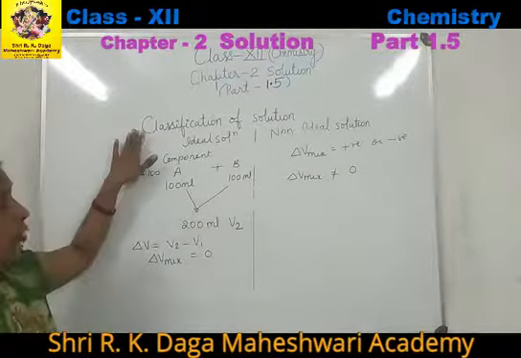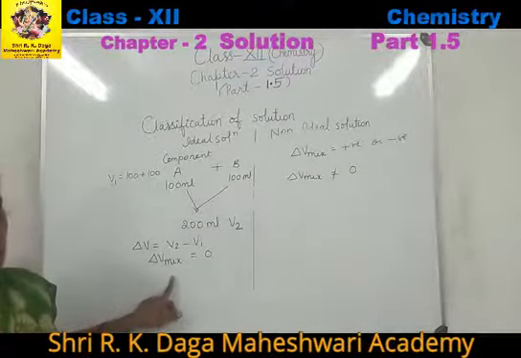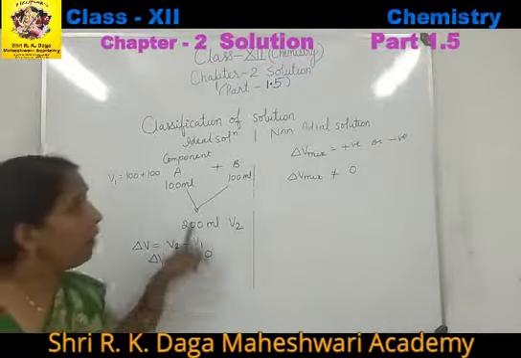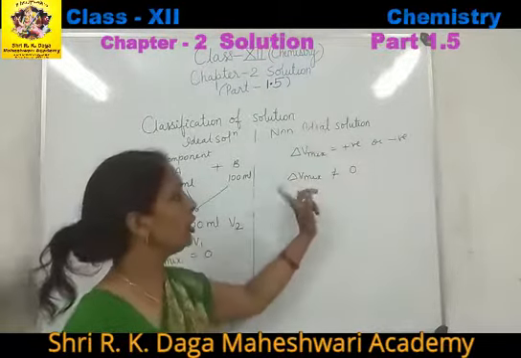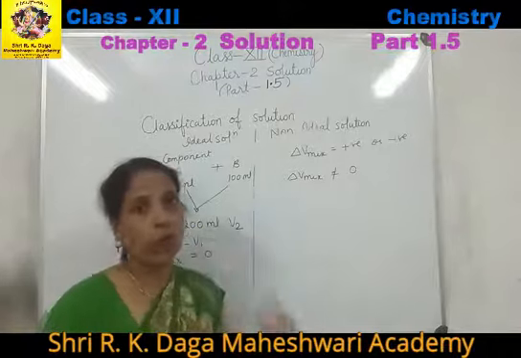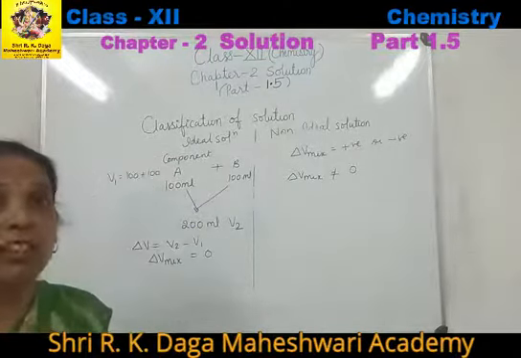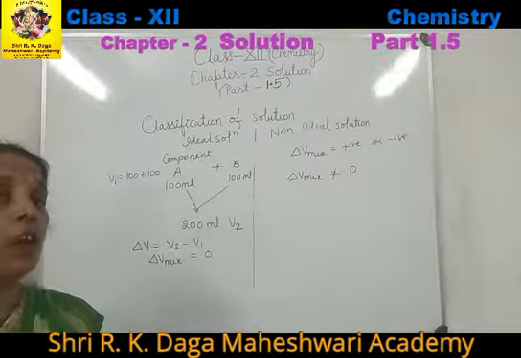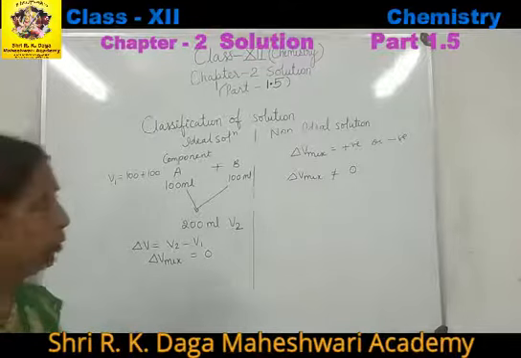So in case of ideal solution, change in volume after mixing the two components is 0, while in case of non-ideal solution, the change in volume after mixing the two components is not equal to 0, means the volume will either increase or decrease from the expected value.